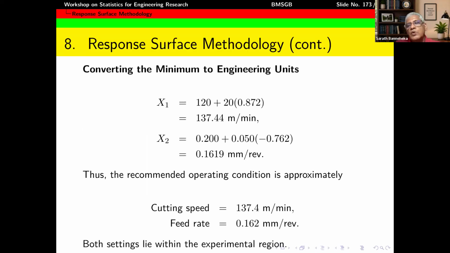Right. So you can now convert back to the original variables. So capital X1, according to that, is equal to this number. X2 will be equal to this number. So you just convert back. Thus, the recommended operating condition is approximately given by cutting speed equal to this value, feed rate equal to this value. That is where, at those values, we have the expected minimum roughness.